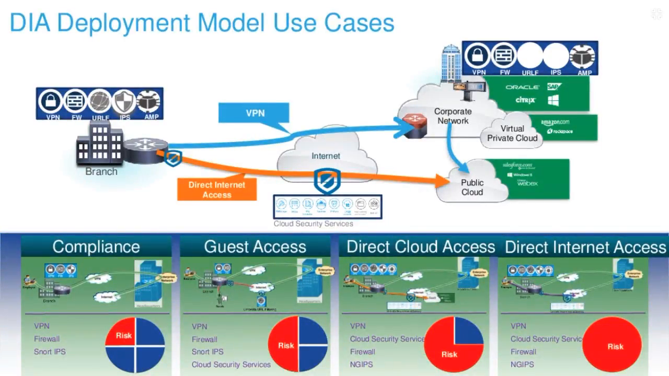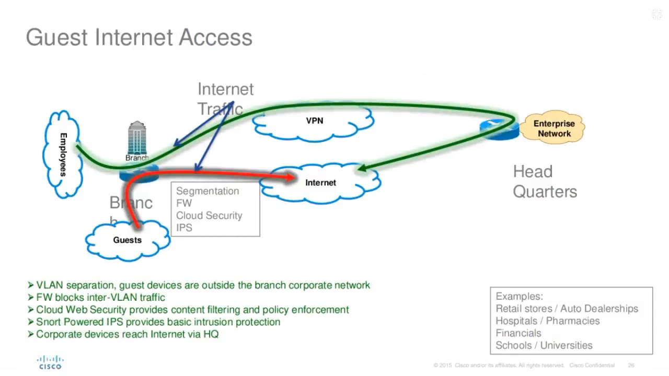Versus direct internet access, it's everything. Not just a certain subset of applications, but I'm routing everything. If the user needs access going out, then everything gets routed out that direct connection. And the risk on that obviously is a lot higher. So just a little bit about each one of these use cases here.